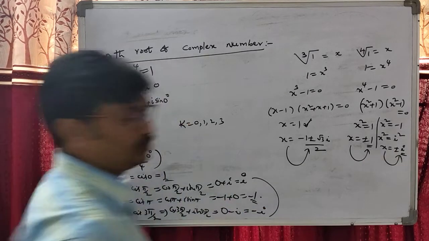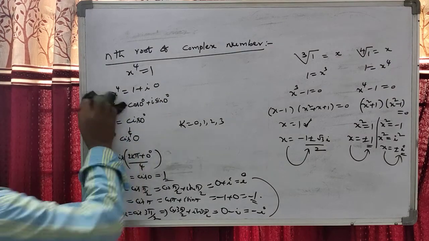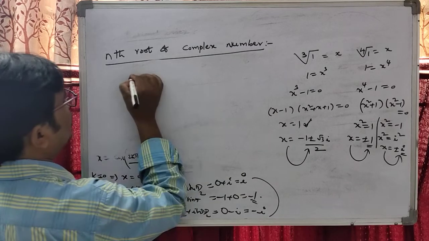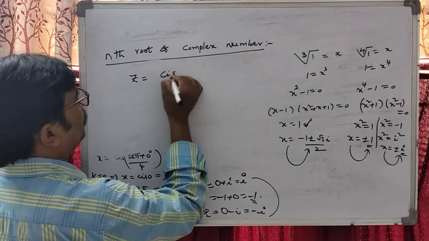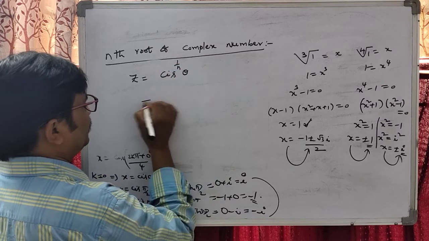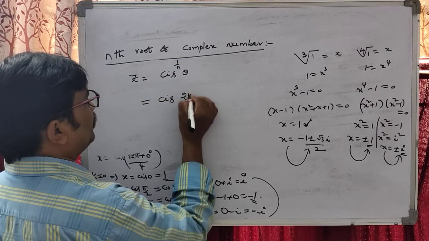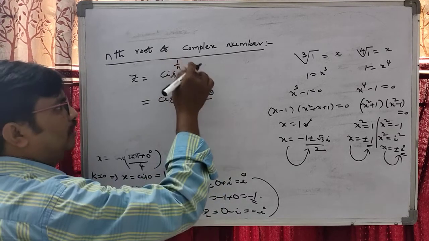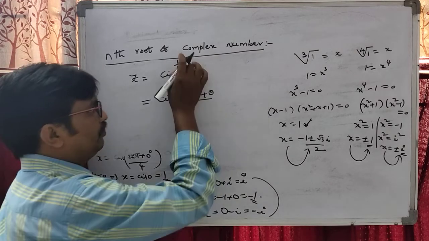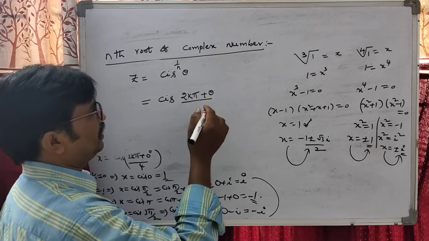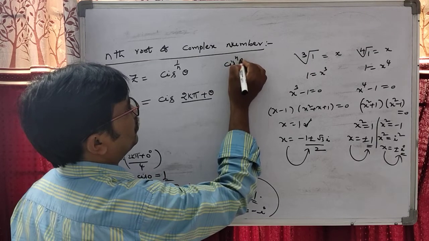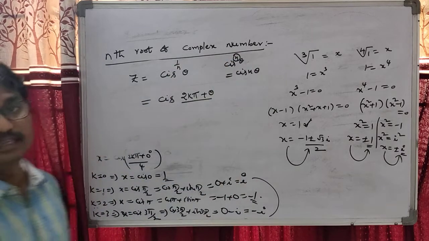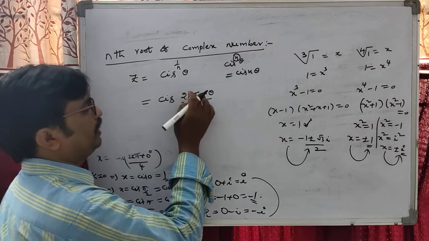Do you understand, students? This is the nth root of a complex number. When we take z equal to nth root, nth root means 1 by n theta. There is a formula, all of you remember this one, 2k pi plus theta. Generally we have to multiply with 1 by n into theta, where n is in the denominator. Everybody knows that cis power n theta equals cis n theta. When it is a rational power, cis of 2k pi plus theta.